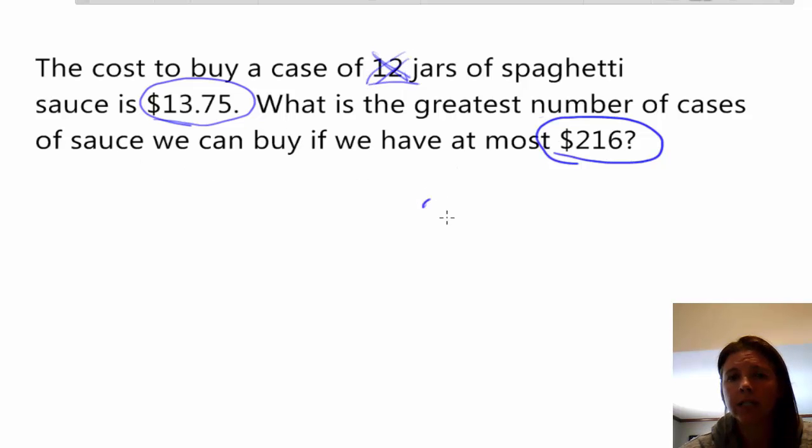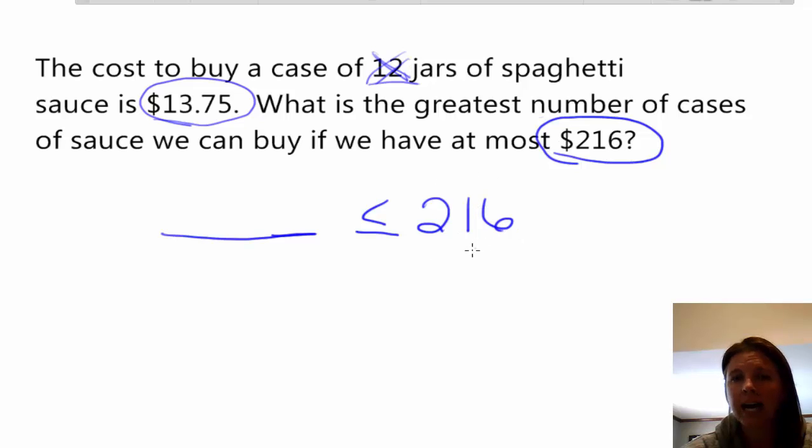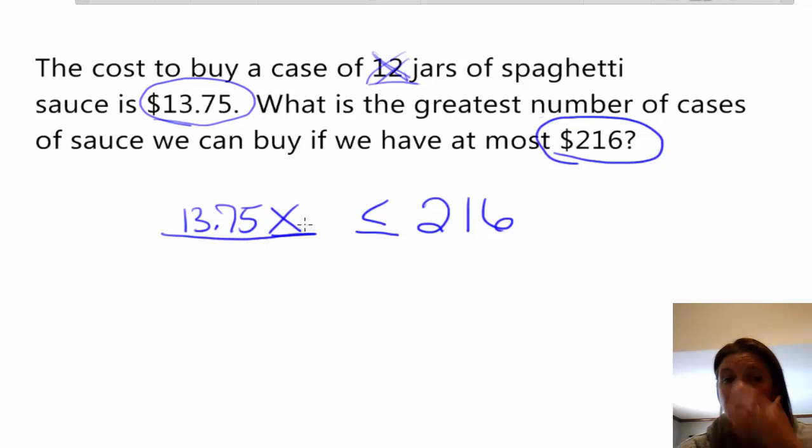All we need is this. We have $216. I always tell people to start with the final cost. What we spend over here has to be less than or equal to 216 because that is the most that we have. Each case is just represented by x, and then we have $13.75 is how much each case costs. So we have to figure out how many cases we can buy. Now it just becomes a regular inequality problem.